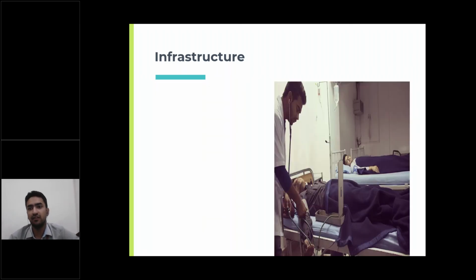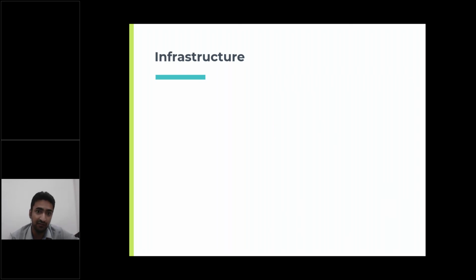Apart from that, we have the facility of Uni Hospital, which is a very good feature in the university, because in this time of the pandemic, it's very important to have those facilities for all the students, and it is a 24/7 facility.